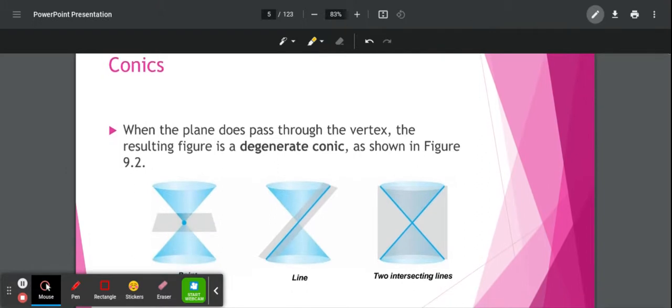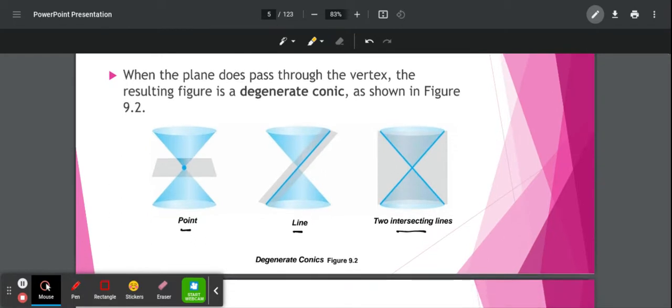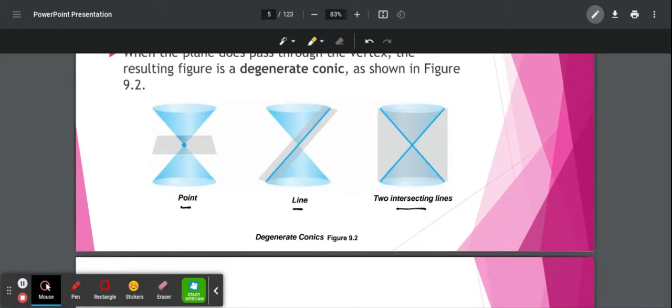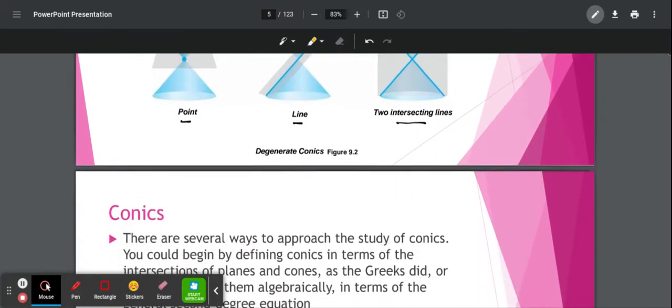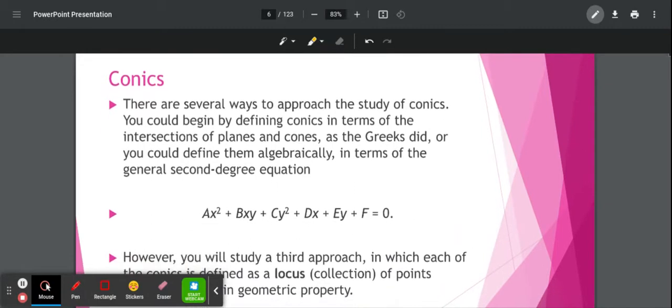When the plane doesn't pass through the vertex, we get those shapes. When the plane passes through the vertex, we have degenerate conics, because we don't end up with that hyperbola or circle or ellipse or parabola. We get a point, a line, or two intersecting lines. It's almost like we don't really get that shape that we're looking for, and that's what it's called, a degenerate conic.